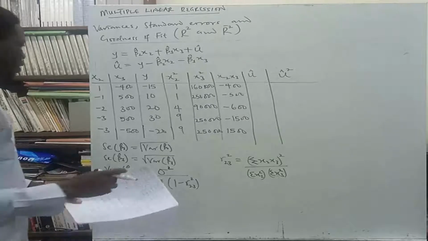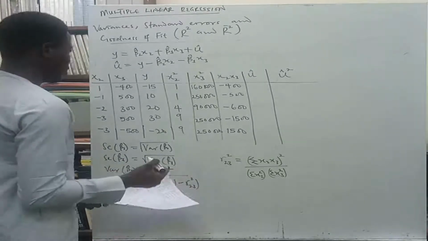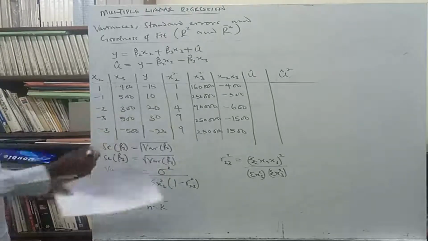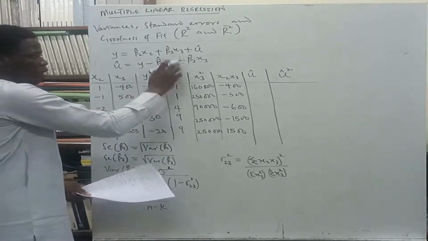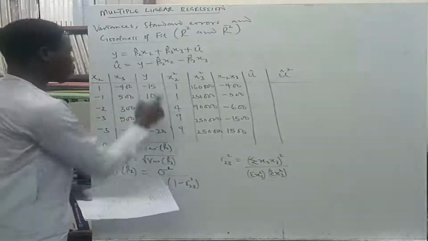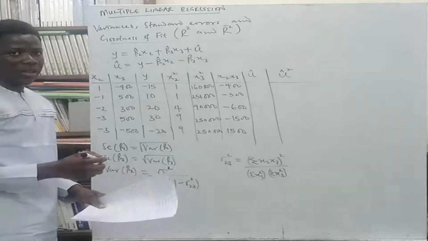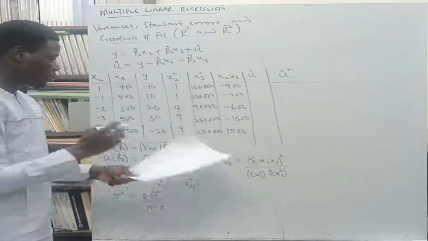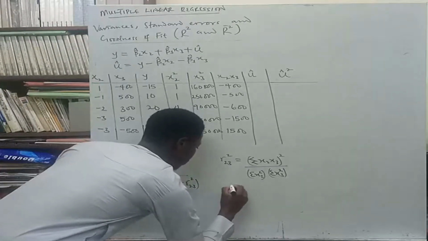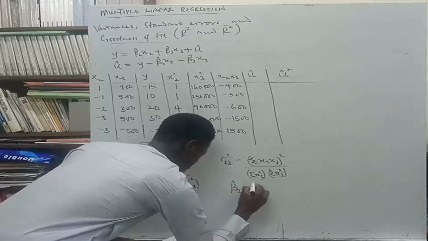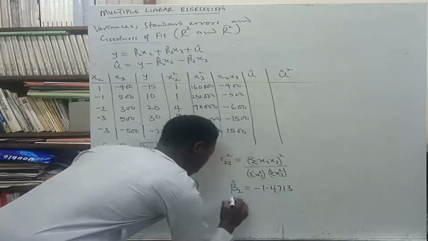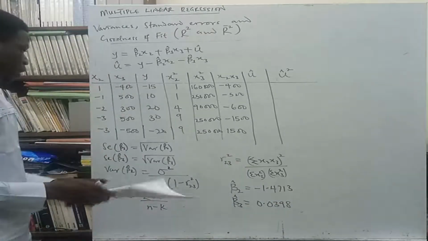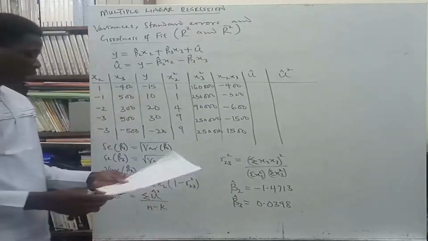So what do we do next? Let's take the summation of this, but before that we need to get our u hat. For us to get our u hat, based on what I wrote here, it has to be y minus beta 2 hat x2 minus beta 3 hat x3. So that means we need to estimate what our beta 2 hat is and what our beta 3 hat is. But that's not the purpose of this class. We have done that in the previous class. I had estimated that for us, so I'll just be bringing the value here. The beta 2 I estimated is equal to minus 1.4713. Beta 3 I estimated is equal to 0.0398. So that's the value of beta 2 here and the value of beta 3 here.